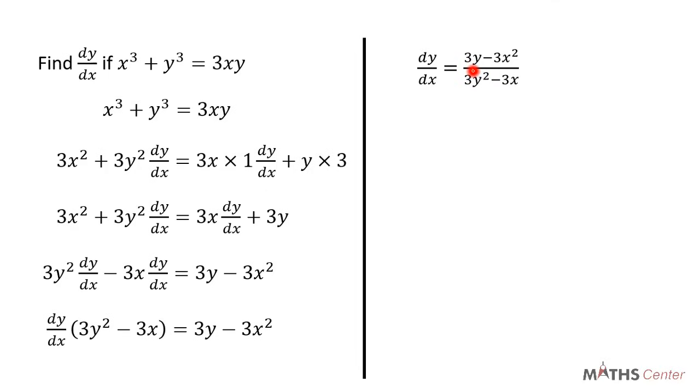As you can see, 3 is a factor on both the numerator and the denominator, so you can factor it out and cancel. When you do that, you have dy dx is equal to y minus x squared divided by y squared minus x. Let's consider the next example.